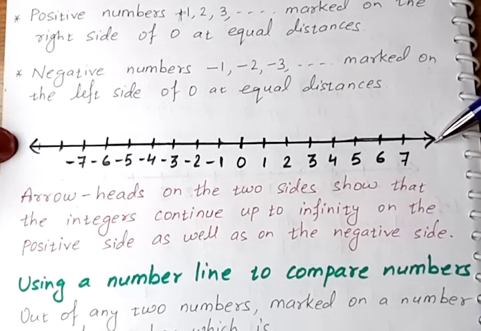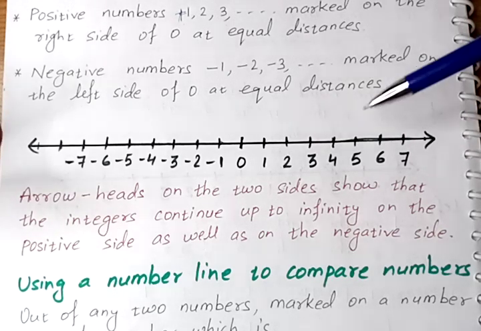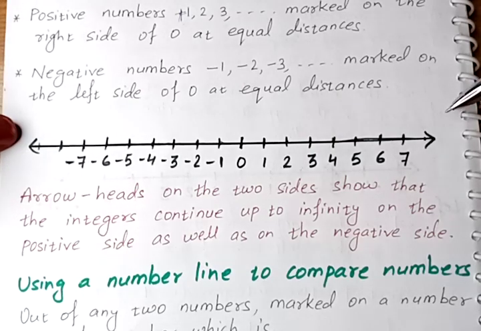We can extend the number line to any extent. What is the use of the arrow? The arrow shows that anything can be extended to any distance. So the arrow marks on both sides show that we can extend this line to both sides to any extent.